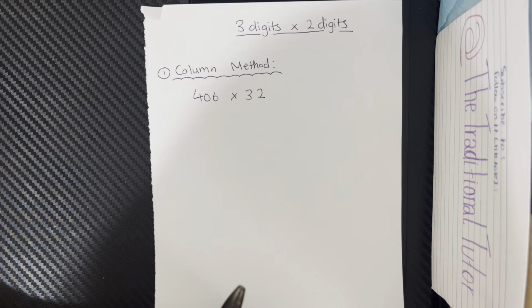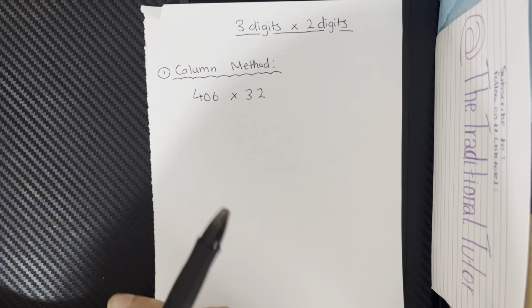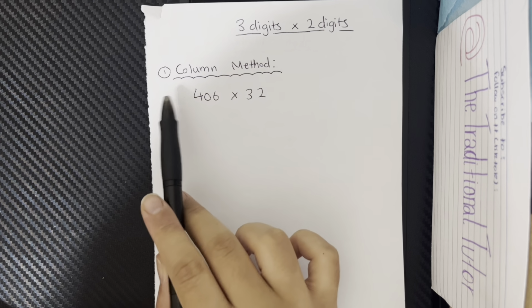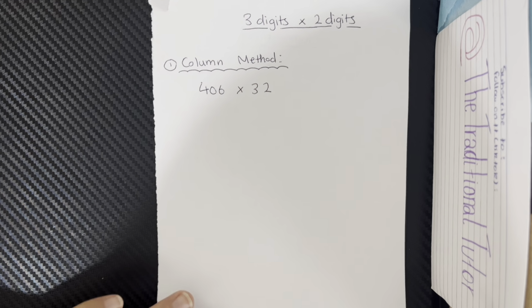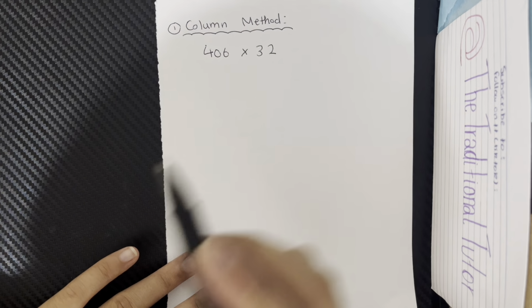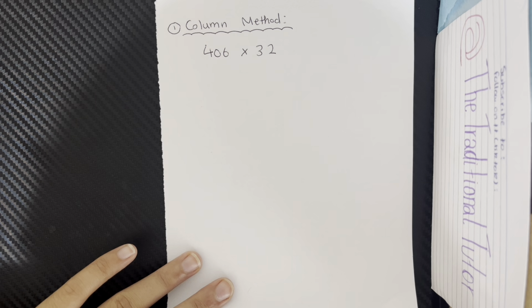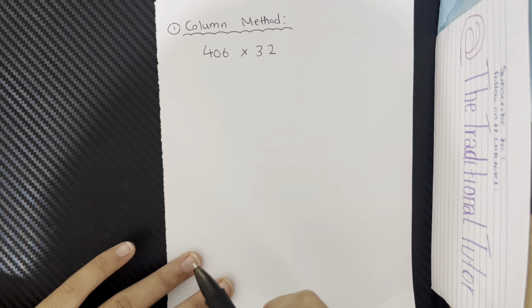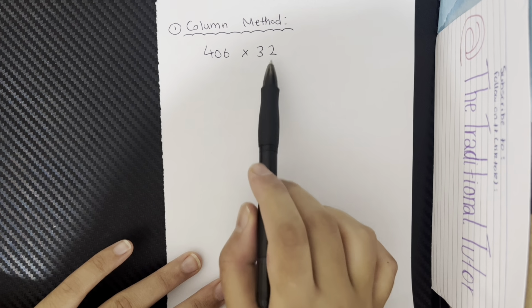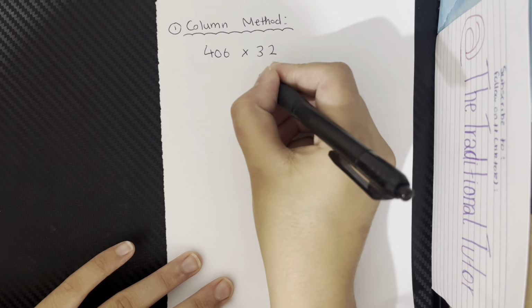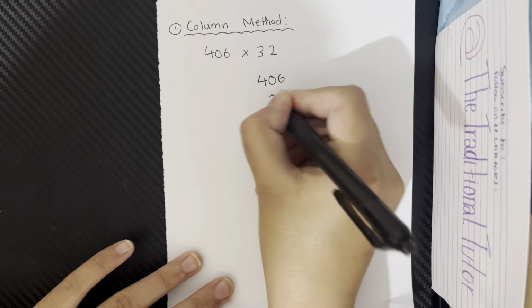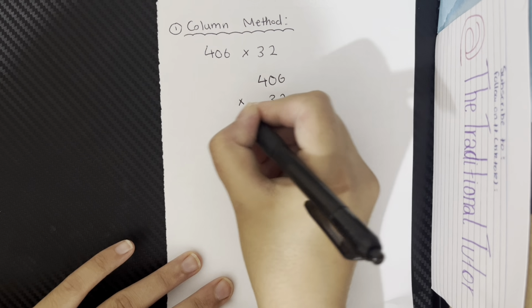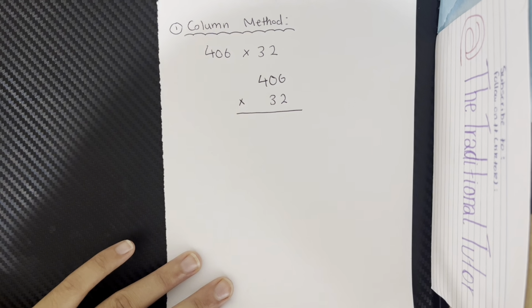So now we'll be looking at doing 3-digit numbers multiplied by 2-digit numbers. And again, the first method that we're going to look at is the column method, where we'll be doing 406 times by 32. And this time, the way we set it out, we need to make sure that we've got the smaller number at the bottom and the bigger one at the top in the following way, otherwise we won't get the right answer.